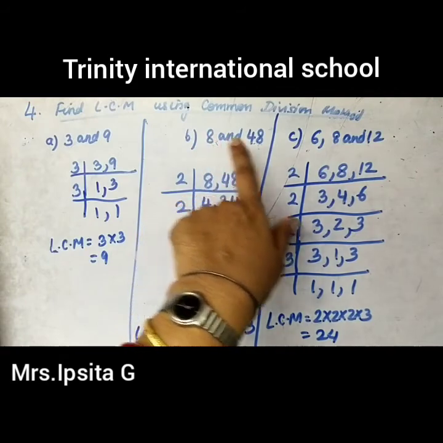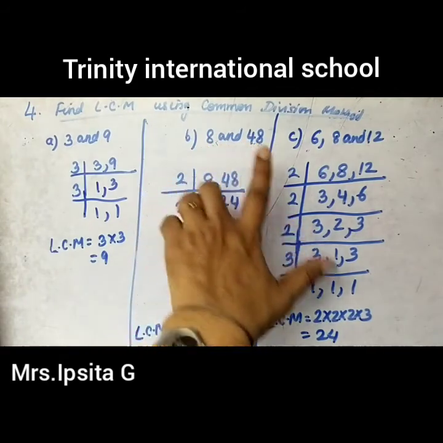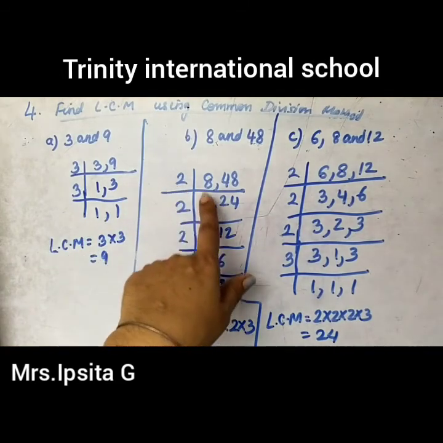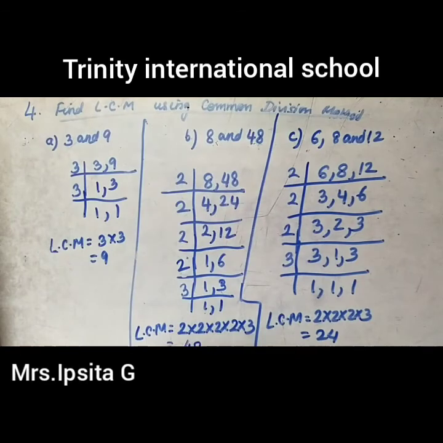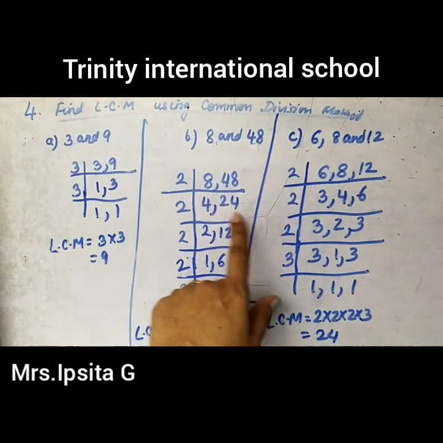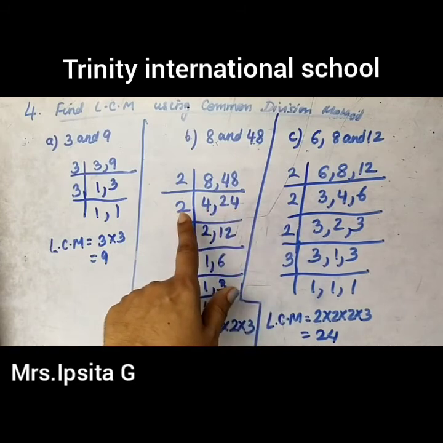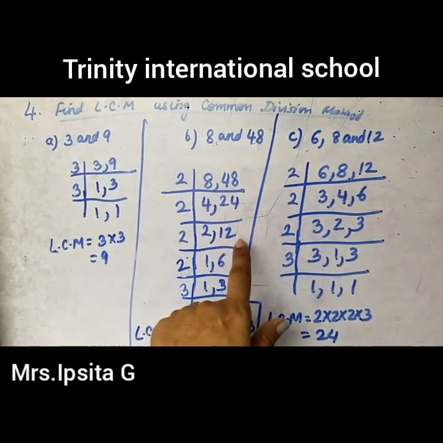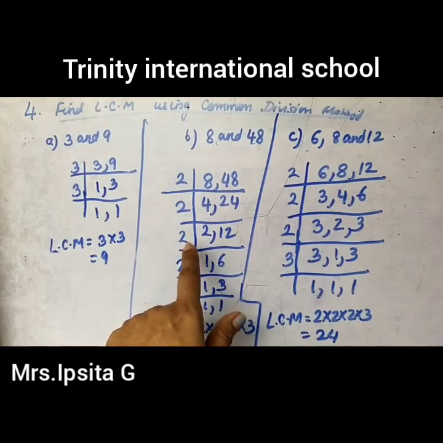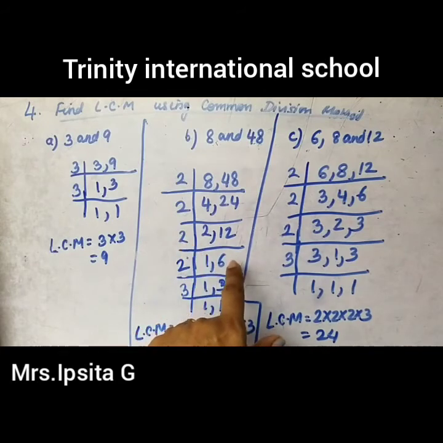Now from the number itself you can make out that these two numbers are divisible by 2. So we have taken the first factor as 2. So 2 4s are 8, 2 24s are 48. Now again from 4 and 24, again these are having the factor 2 as common. So we have taken 2. Then 2 2s are 4, 2 12s are 24. Then again these two numbers are divisible by 2. That is why again we have taken 2 here. 2 1s are 2, 2 6s are 12.